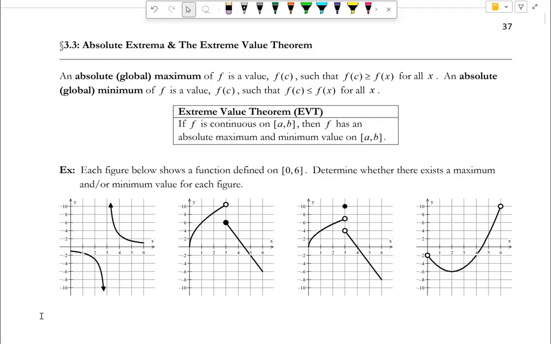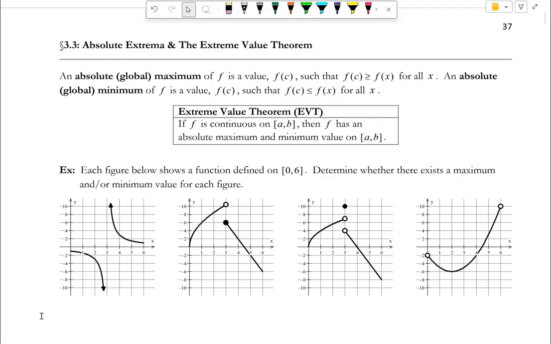So an absolute or global maximum or an absolute or global minimum are values of f, so they're outputs, and those are going to be values that are greater than or less than all of the other values for the function or on a closed interval.